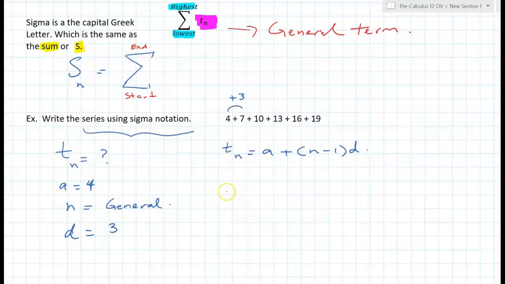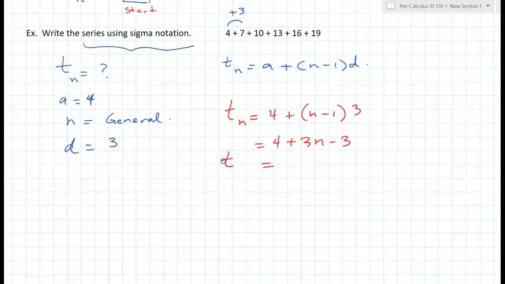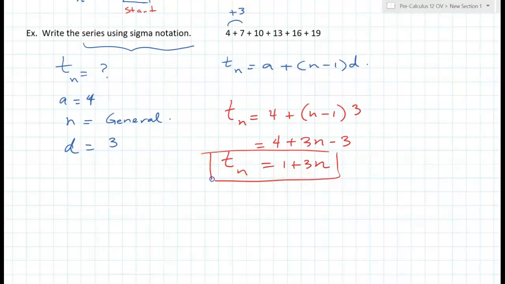Great. So the general term will be Tn equals 4 plus n minus 1 times 3, and then we simplify that to 4 plus 3n minus 3, and so Tn is 1 plus 3n. So this is your Tn.